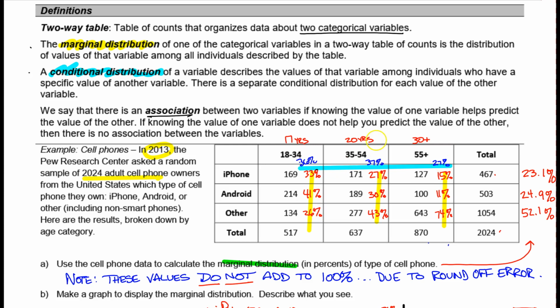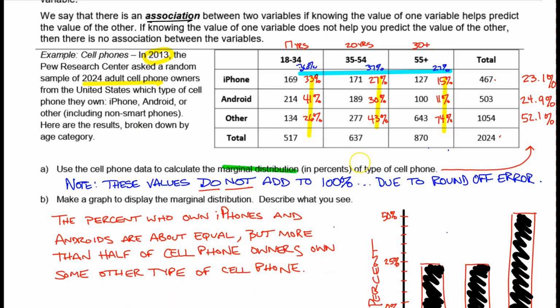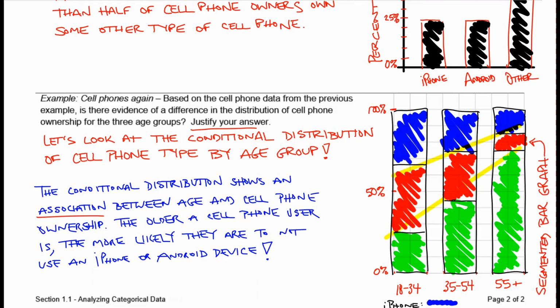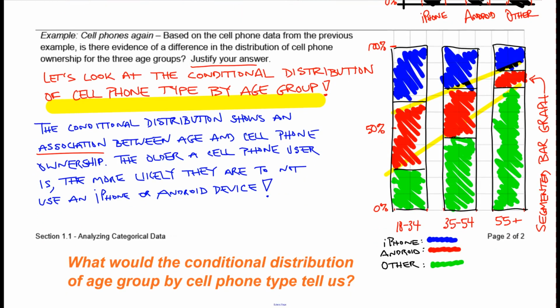And what you have to be careful of when you're asked to put together a conditional distribution is this language right here. So the conditional distribution of cell phone type by age group meant that we were going down the columns. The conditional distribution of age group by cell phone type meant that we were going across the table.